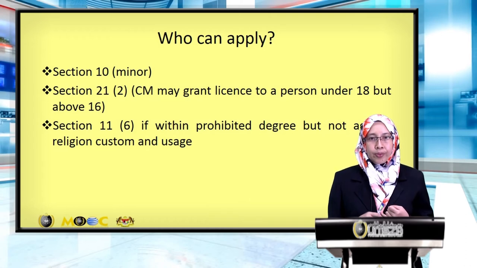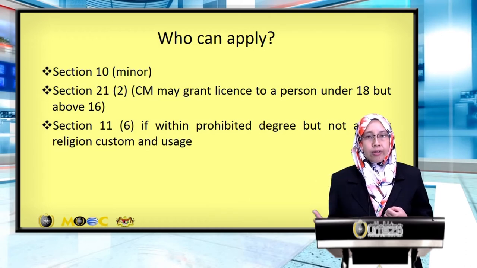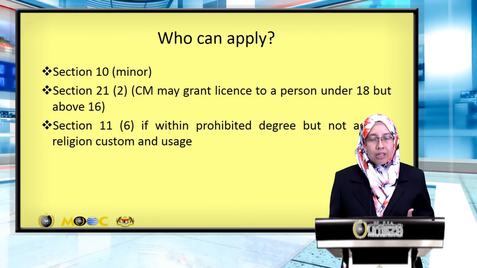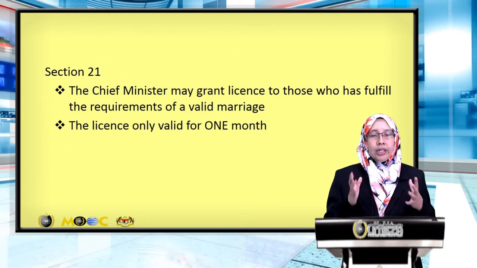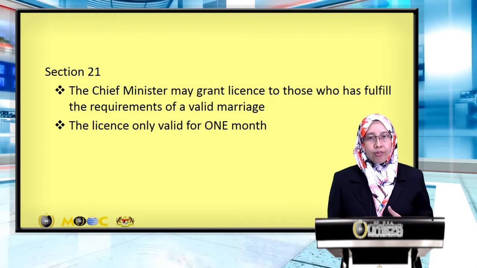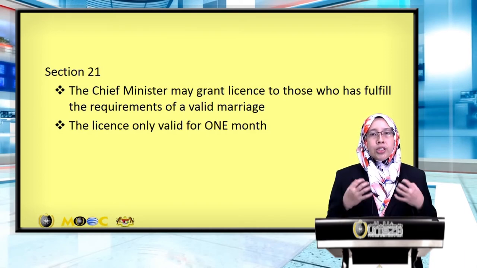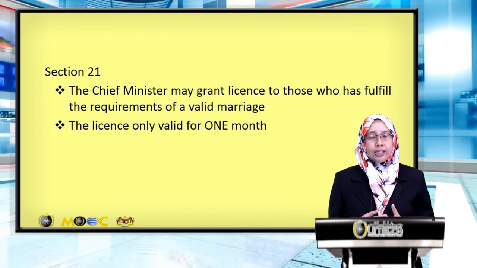So the chief minister may grant the license in the prescribed form authorizing the solemnization of a marriage, and the license given by the chief minister lasts for 1 month only. So it means that the person needs to solemnize their marriage within 1 month because the license will lapse after 1 month.